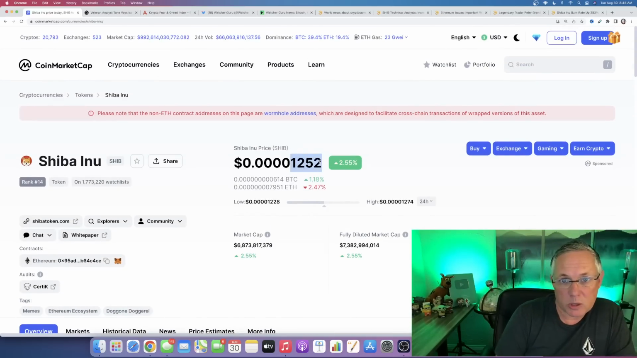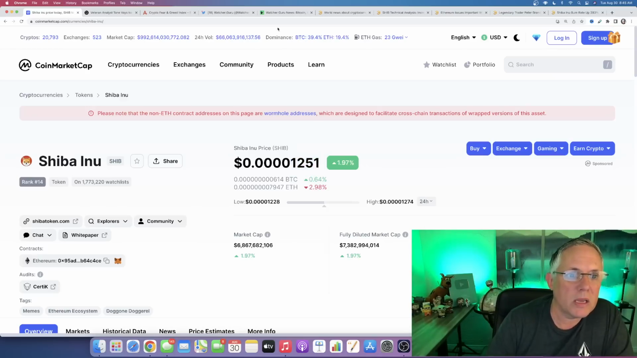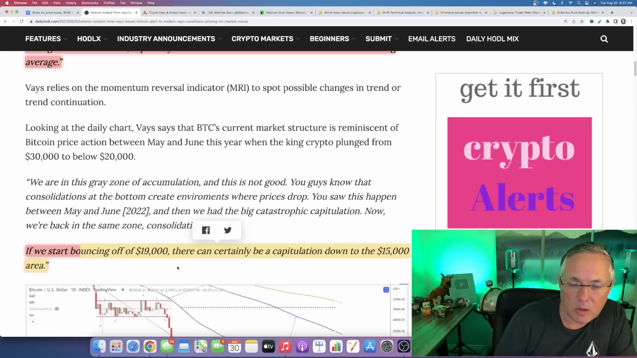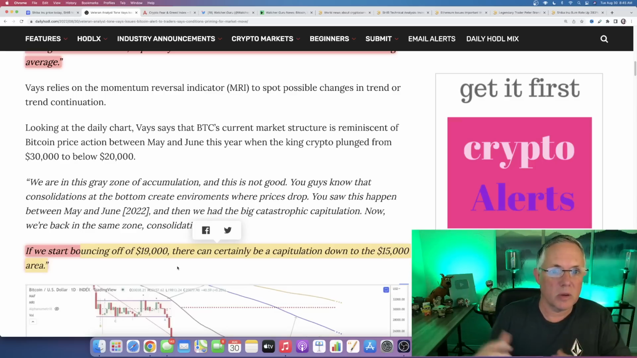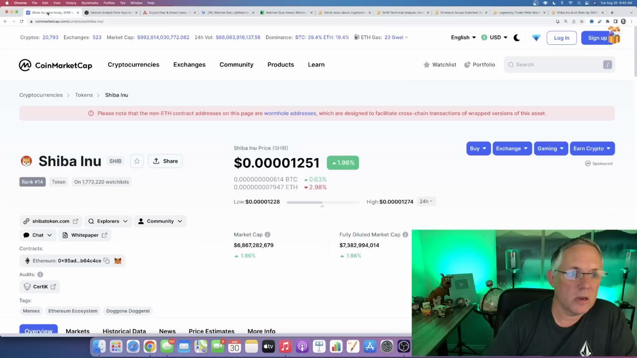So from a price prediction standpoint, I want us to stay here. I want us to hold this level. But if this situation plays out, and Bitcoin does start to move down, which quite frankly is possible, because of all this volatility and all these outside macro factors, then it will pull SHIB down with it. So here's the bottom line.